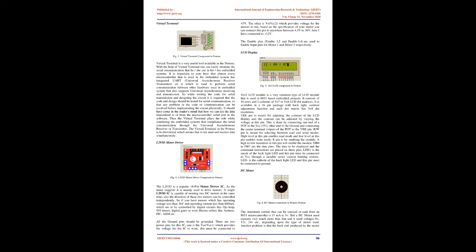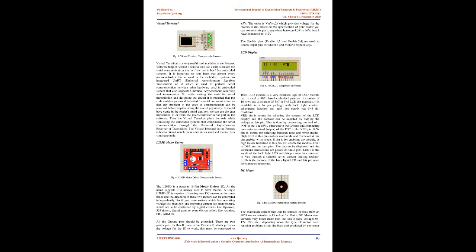LCD display. The 16x2 LCD module is a very common type of LCD module that is used in 8051 based embedded projects. It consists of 16 rows and 2 columns of 5x7 or 5x8 LCD dot matrices. It is available in a 16-pin package with backlight, contrast adjustment function, and each dot matrix has 5x8 dot resolution.